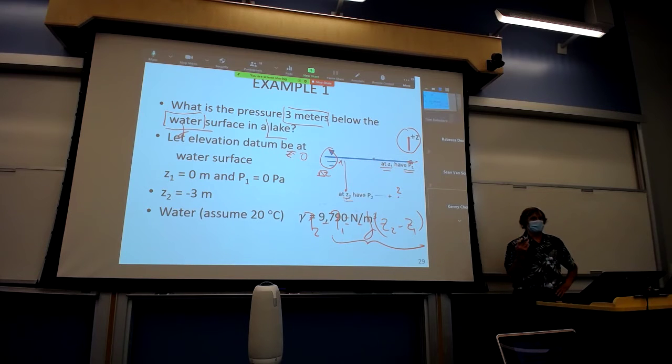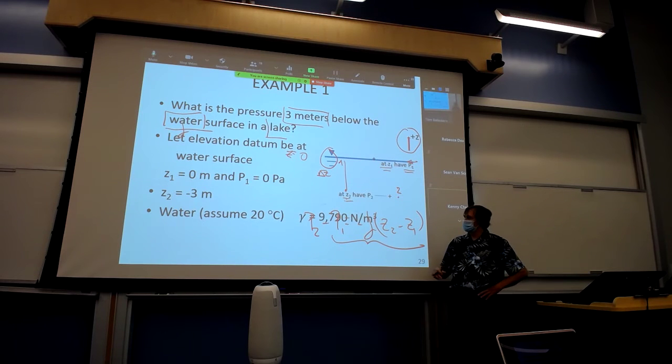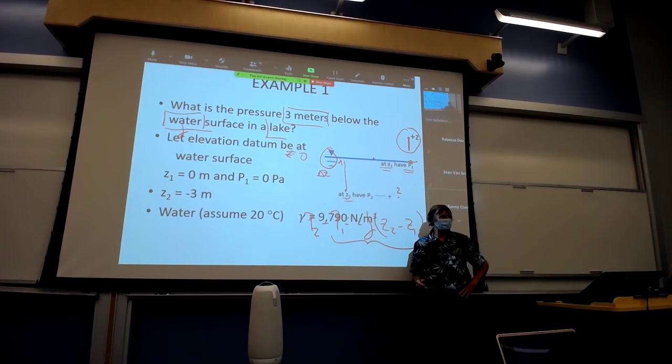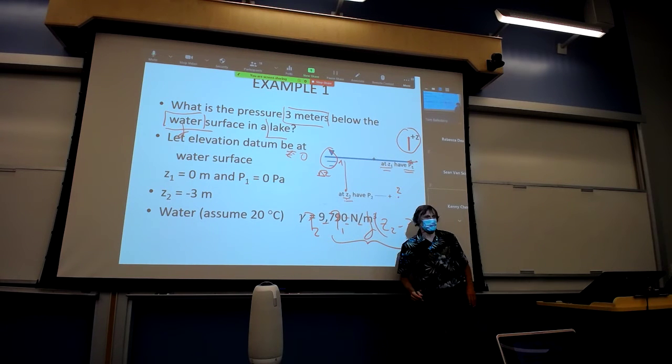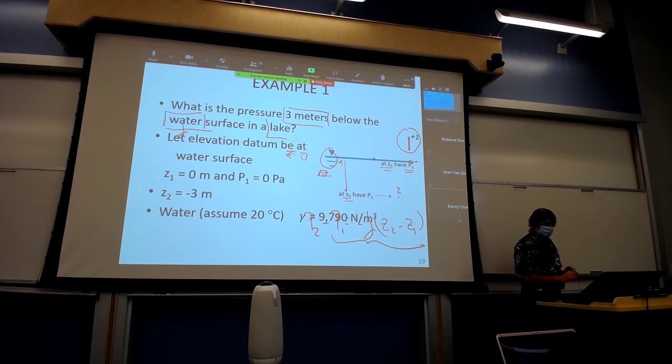And again, since temperature wasn't given, we're going to assume that we have room temperature. Don't we wish that all the ponds and lakes were at room temperature? And when we go to the back of the fluid mechanics textbook, you can see that the specific weight for water at 20 degrees C is 9,790 Newton per meter cubed.